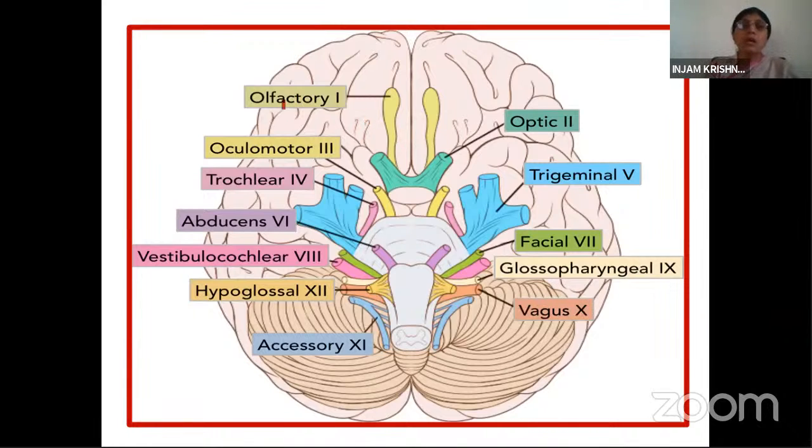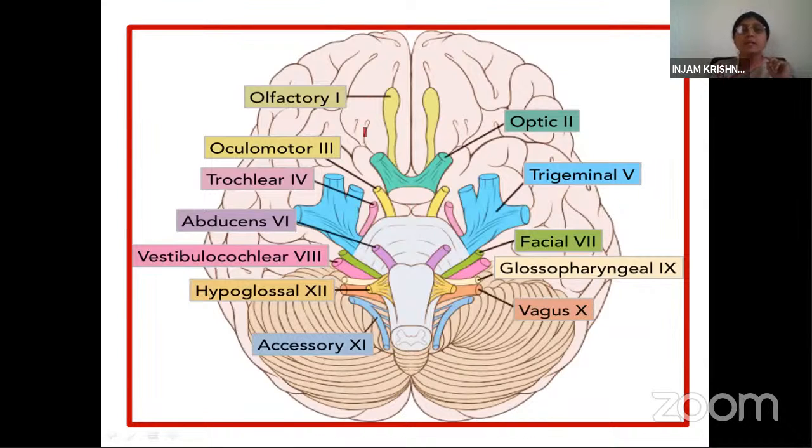What are those? Olfactory and optic, oculomotor, and then trochlear, trigeminal, abducens, and then facial, vestibulocochlear, and then glossopharyngeal, vagus, hypoglossal, and accessory. These are the 12 paired ones.